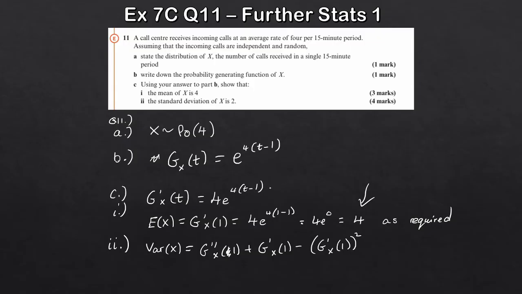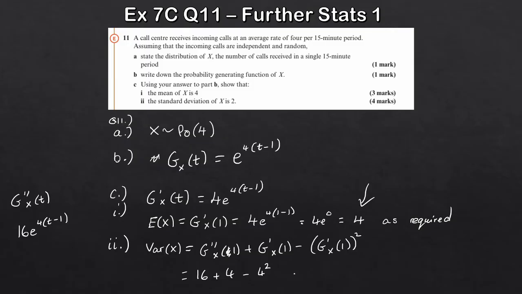So differentiate this once more, G double prime. What will that be? It'll be basically going to bring another 4 down, times 4 by 4, so that'll be 16e to the 4, t minus 1. But we need to do this at 1 now, so as you can see what's going to happen here again, this will be 16e to the 0, so that'll be 16, so that's going to be 16 plus 4 minus 4 squared.